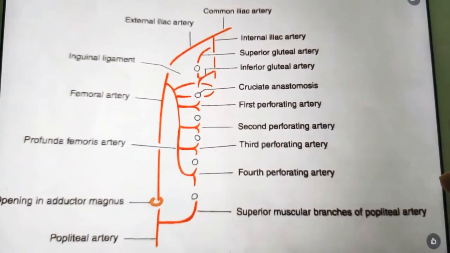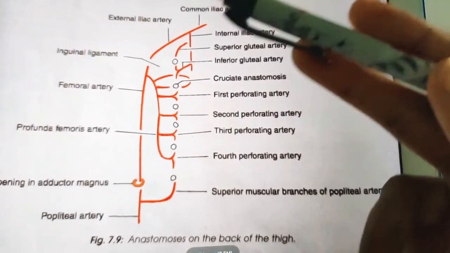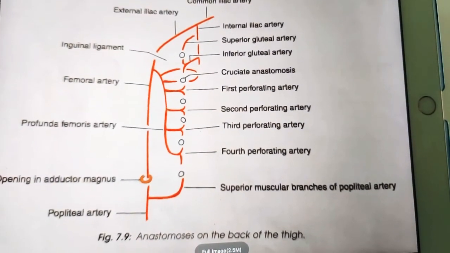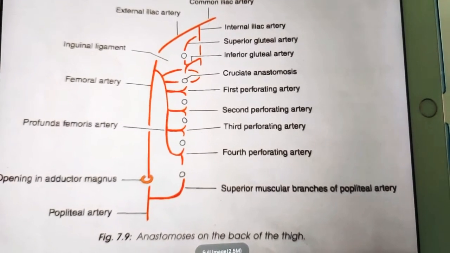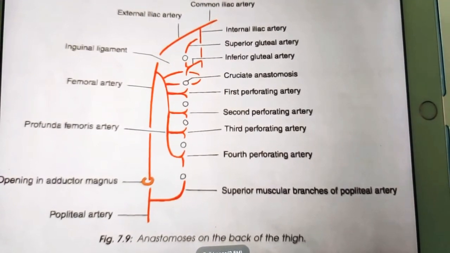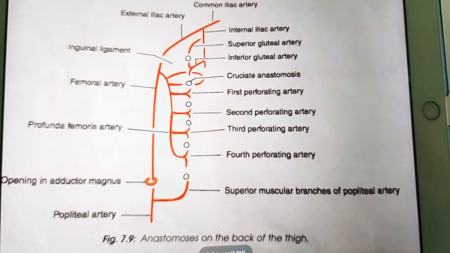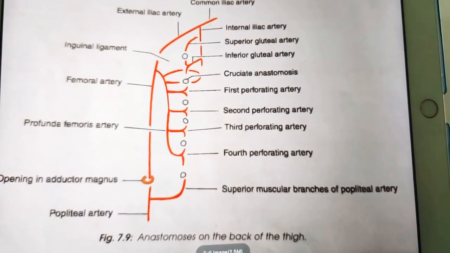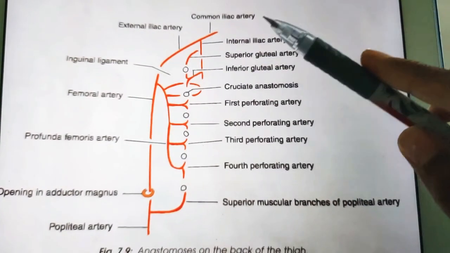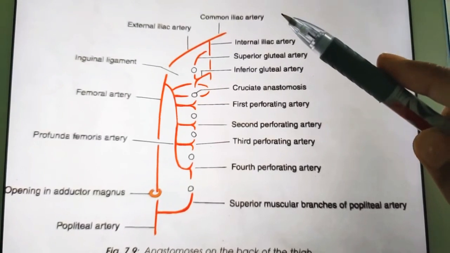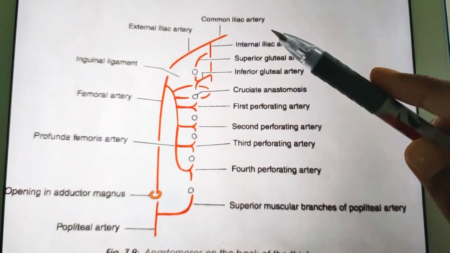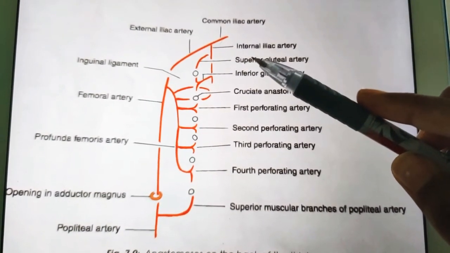So for that, let us flip the diagram. So you can see this is the anastomosis on back of thigh. Let us try to understand. So mainly at least 2 distinct chains of anastomosis can be made out in the back of thigh. One lies partly on the surface of adductor magnus above, okay, and partly in its substance. The other lies close to linea aspera of femur.